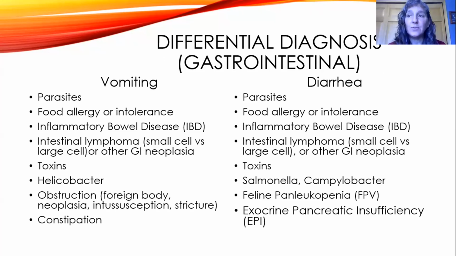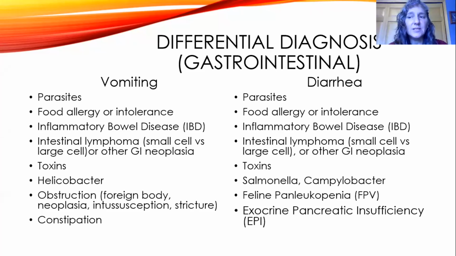For primary gastrointestinal diseases, I've divided the list into two sections, describing if each will cause only vomiting or only diarrhea or a combination of both. The first 5 on the list can produce one or both vomiting and/or diarrhea. And the more severe and widespread the disease, the more likely that you will see both. They are parasites, food allergy or intolerance, inflammatory bowel disease, intestinal lymphoma or other GI neoplasia, and toxins.